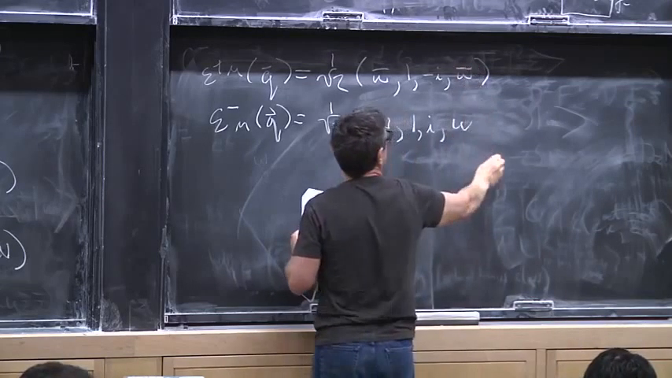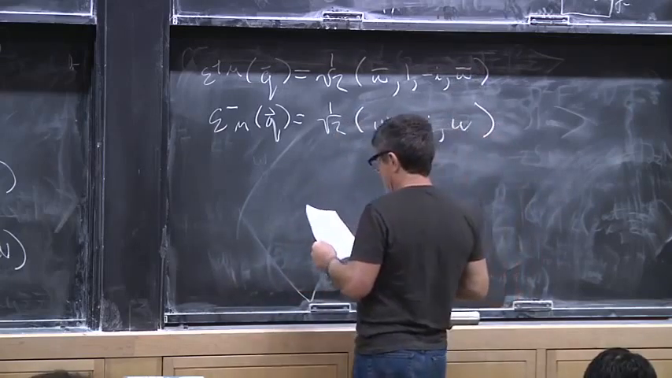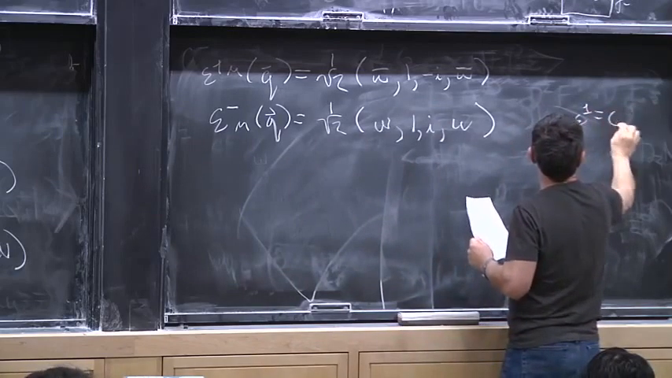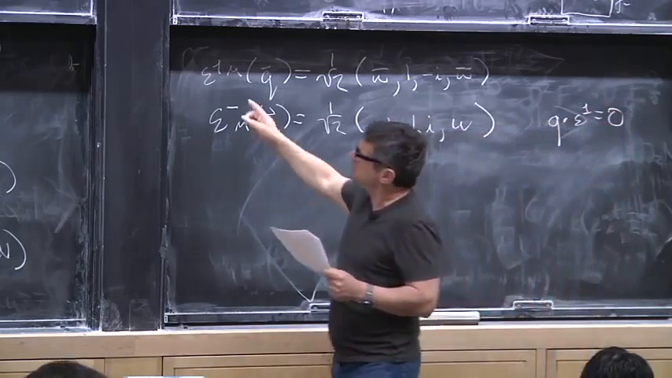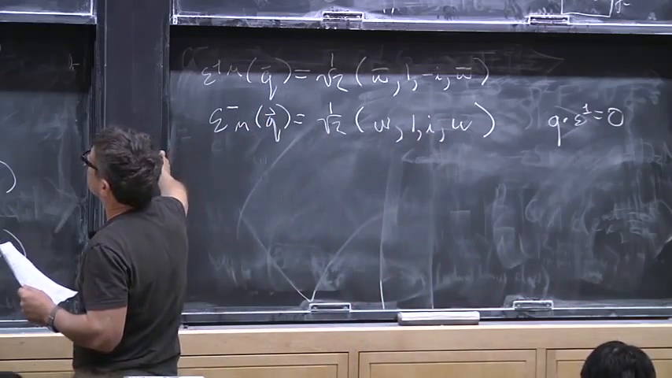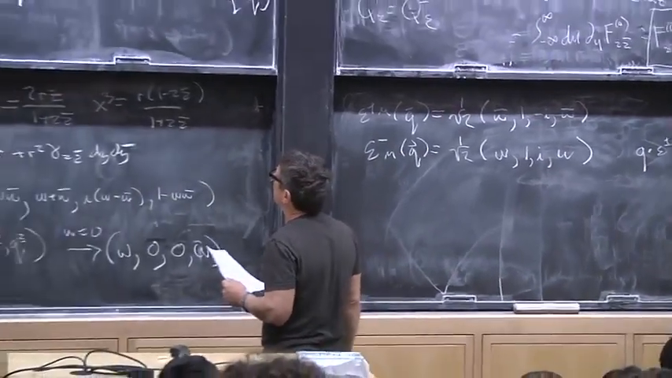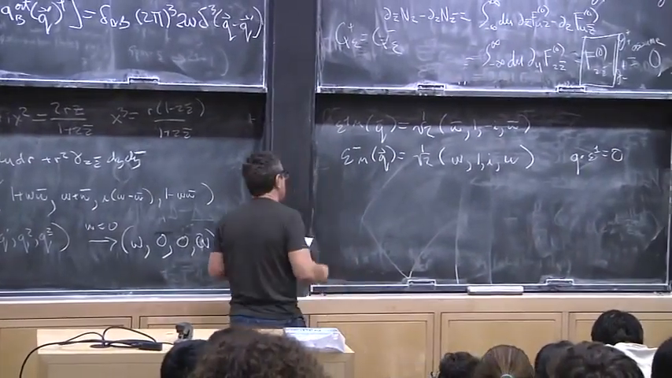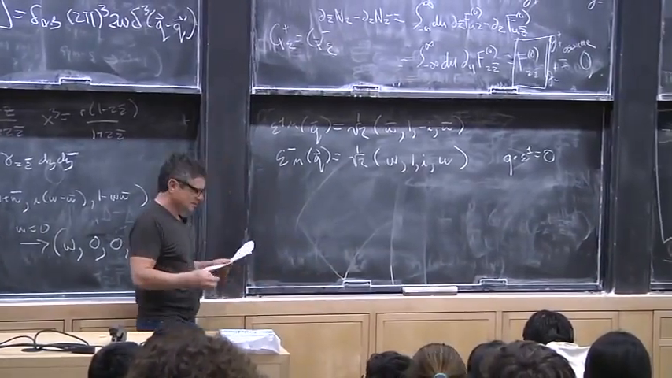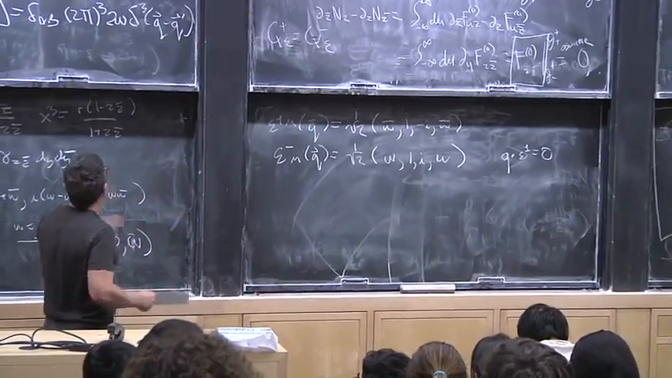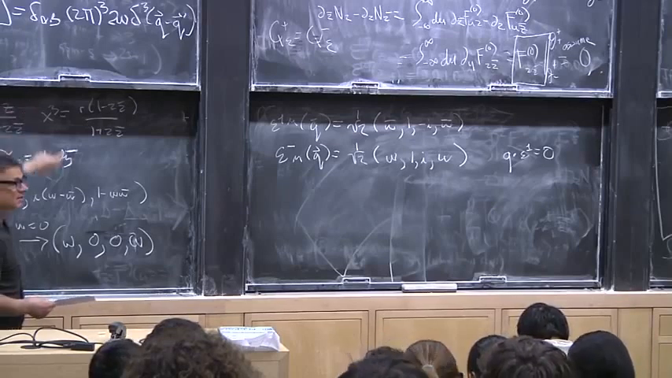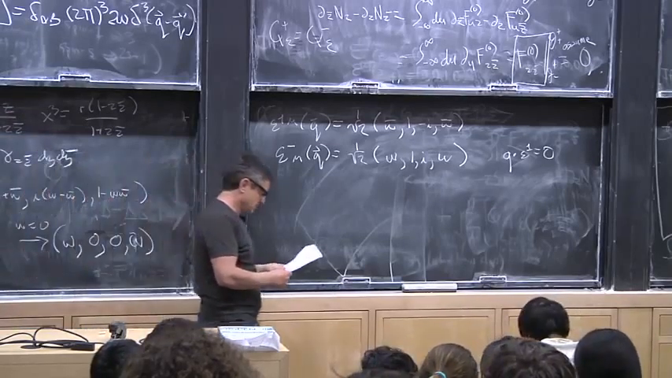W, this guy's barred. And these obey Q dot epsilon plus or minus is equal to 0. And there's also a normalization condition here between epsilon plus and minus, which I think is epsilon alpha mu, epsilon star beta mu is delta alpha beta. Is that right? Yeah, it's delta alpha beta. And that normalization condition would have to be used to get these commutation relations. I should have mentioned it.